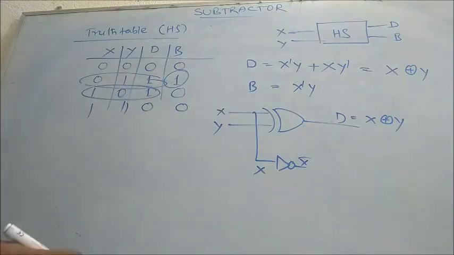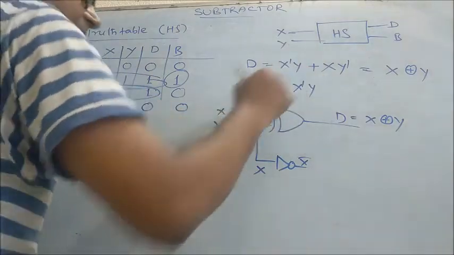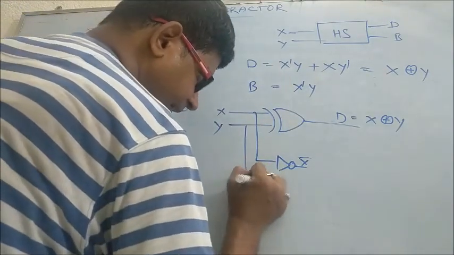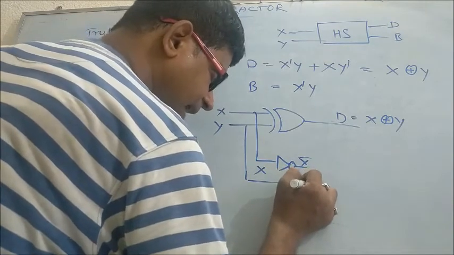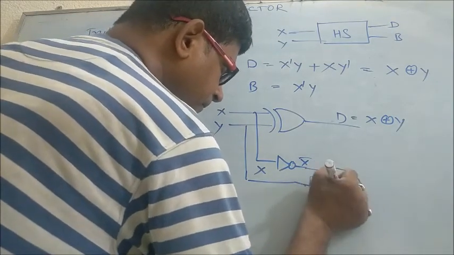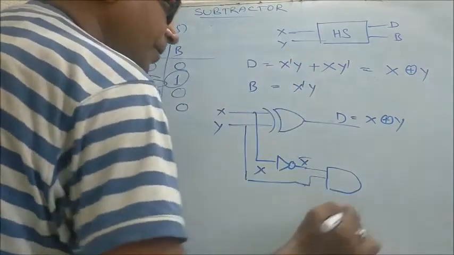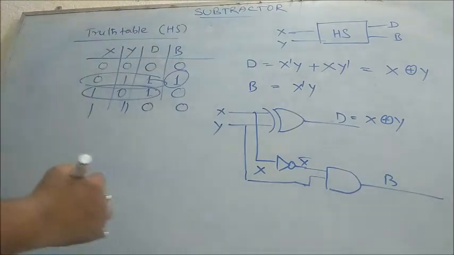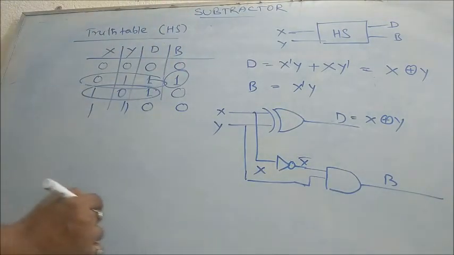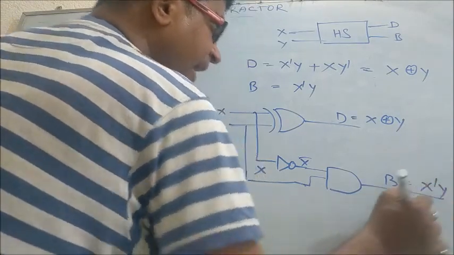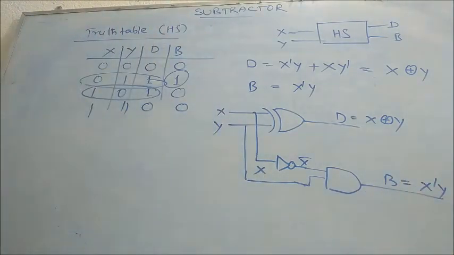I think you all are understanding this, right? So it will become X dash, and next for Y we will simply take Y. This Y is going like this. Okay, fine. And this will be your AND operation, and this will be your borrow. So what is the expression of borrow? The expression of borrow will be X dash Y.